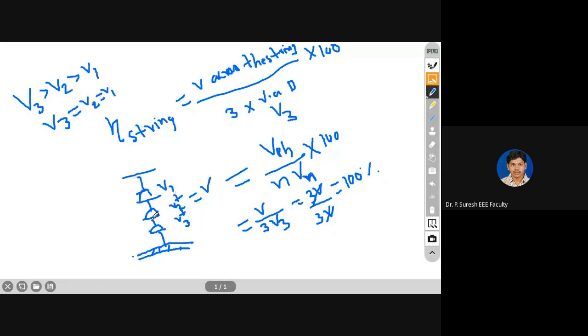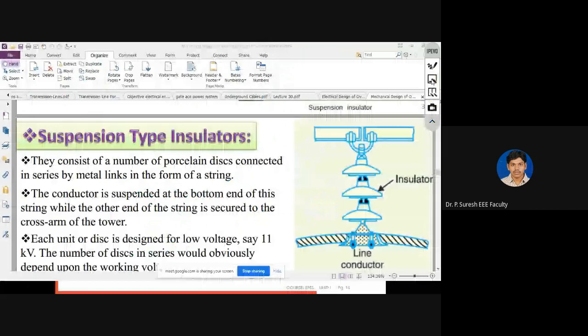Okay. So there are a number of problems based on these methods. We need to calculate all the voltages across each disc, so we have to know the relation between them. Which is more, which is less? The disc nearer to the conductor has more voltage. The disc nearer to the cross arm has less voltage. That's it.